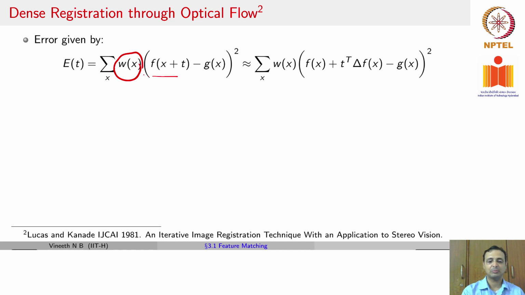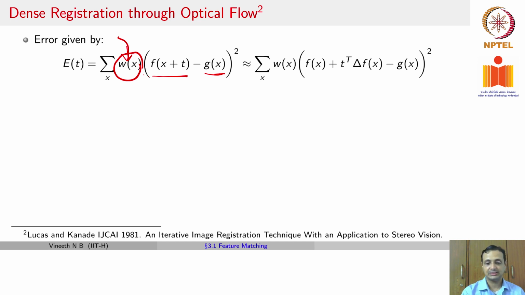So you have f of x plus t and g of x. That's going to be the difference. And you do a weighted combination of these two to be able to find the actual displacement. So you have w(x) into (f(x+t) minus g(x)) squared.